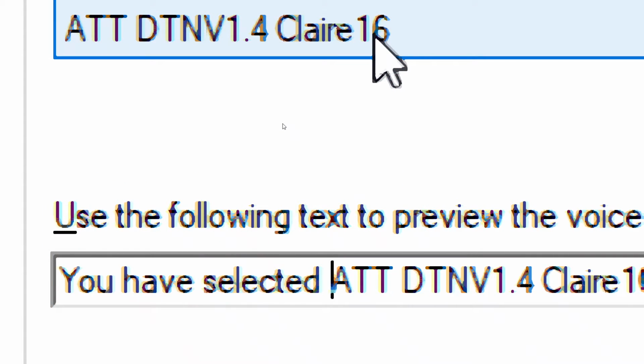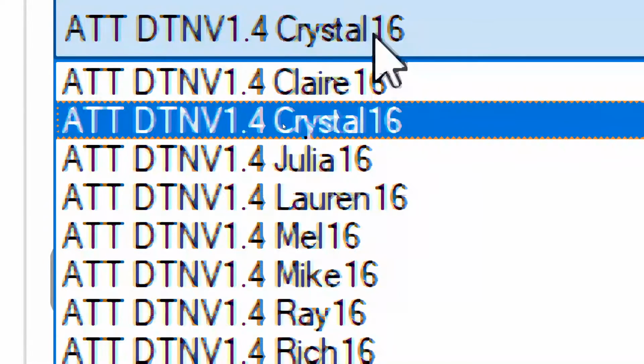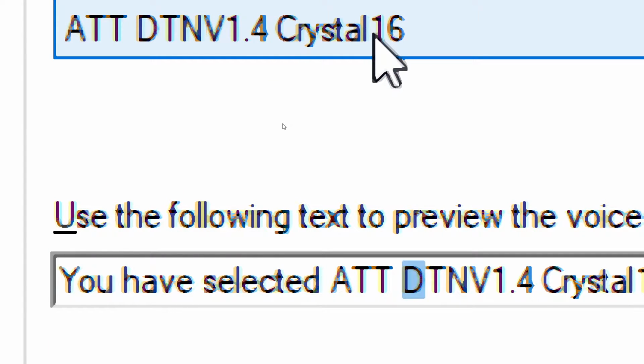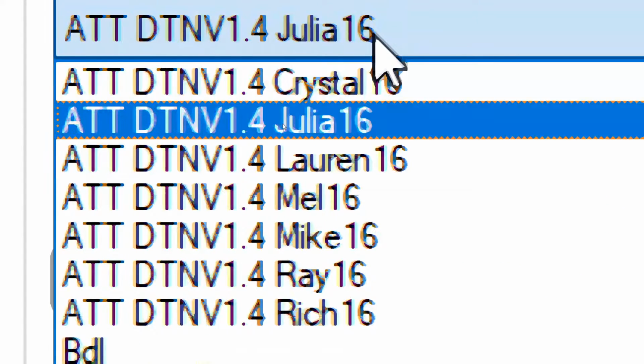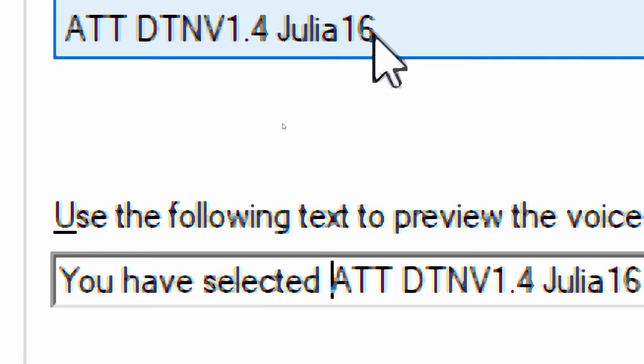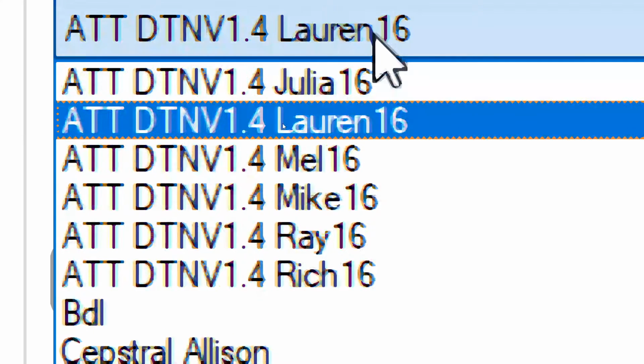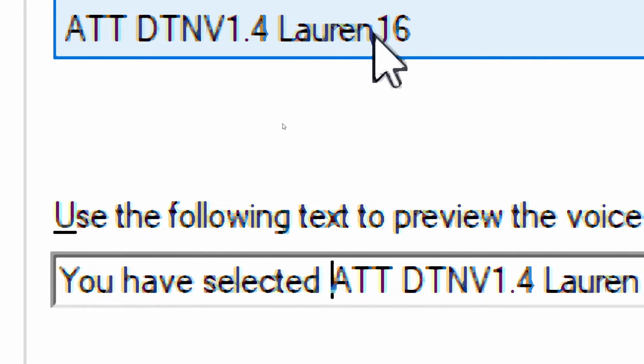You have selected ATT-DTNV 1.4 Claire 16 as the computer's default voice. You have selected ATT-DTNV 1.4 Crystal 16 as the computer's default voice. You have selected ATT-DTNV 1.4 Julia 16 as the computer's default voice. You have selected ATT-DTNV 1.4 Lauren 16 as the computer's default voice.